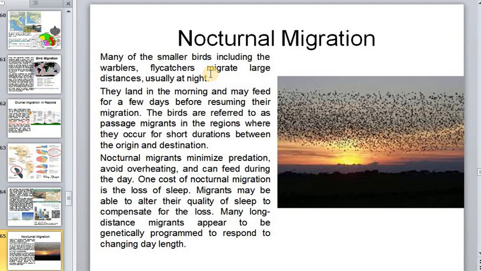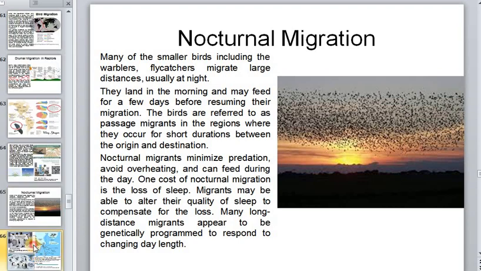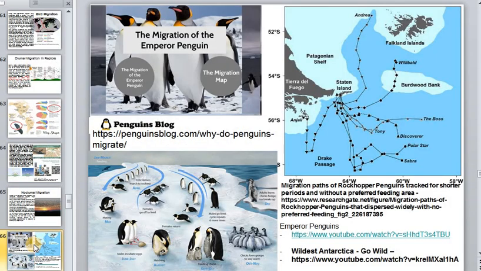One cost of nocturnal migration is the loss of sleep. Migrants may be able to alter their quality of sleep to compensate for the loss. Many long-distance migrants appear to be genetically programmed to respond to the change in daylight. Yes, and if we talk about bird migrants, we can't stop only at birds that fly.